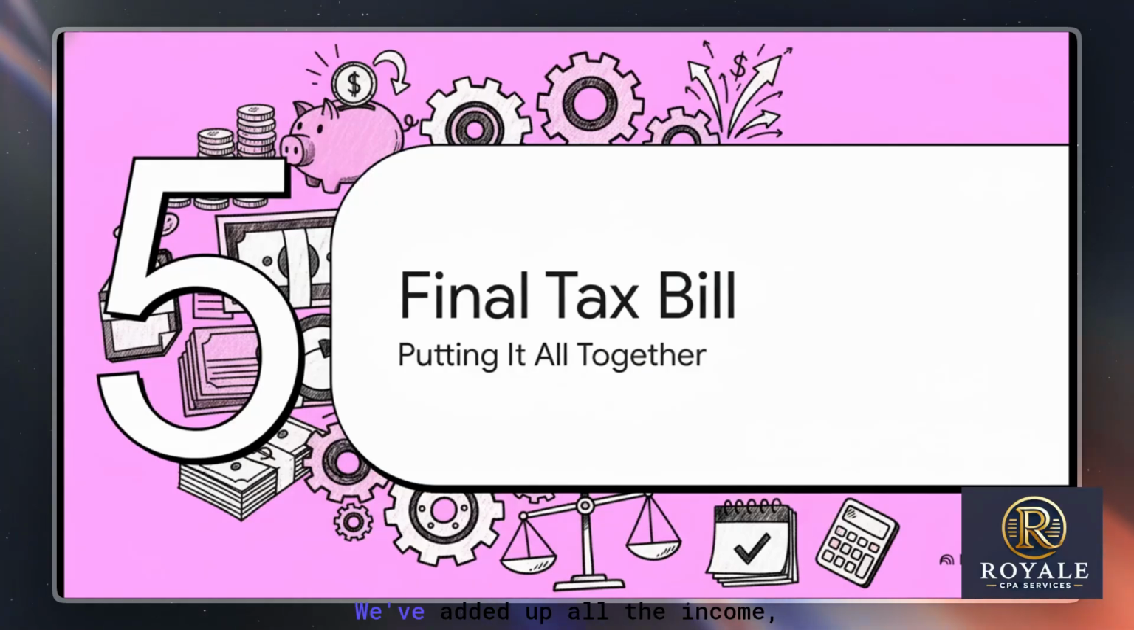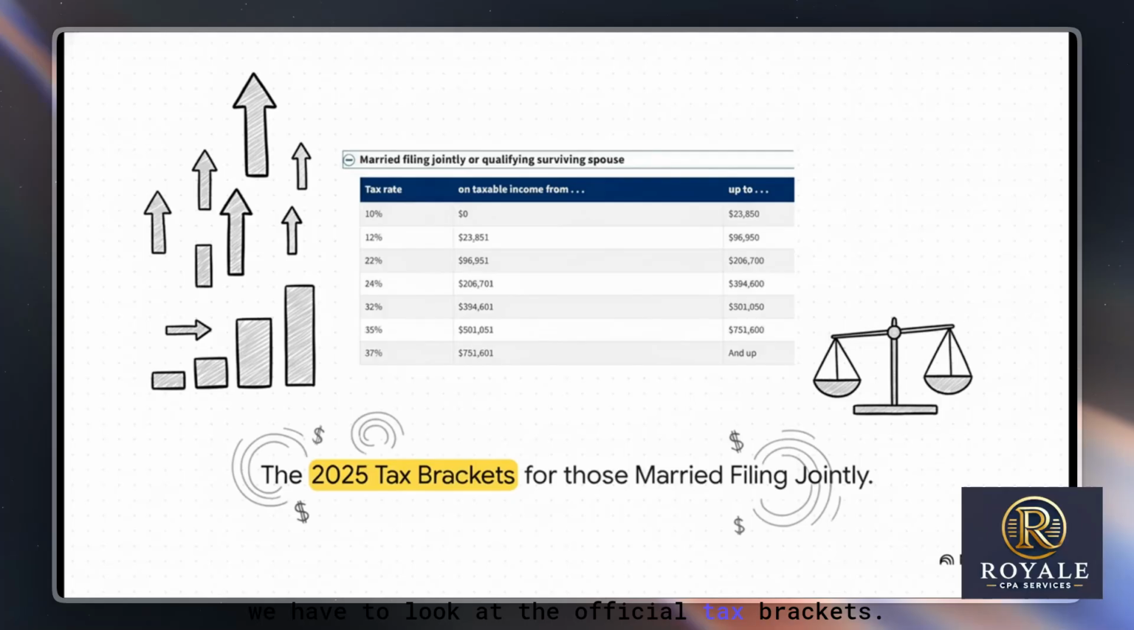Okay, deep breath. We've added up all the income, we've taken all the deductions. Now it is time for the main event. Let's put it all together and calculate the final tax bill. To figure this out, we have to look at the official tax brackets. And remember, the US has what's called a progressive system. This doesn't mean your entire income gets taxed at one flat rate. Nope. It's more like you're filling up buckets. Each bucket gets taxed at a different, higher rate.